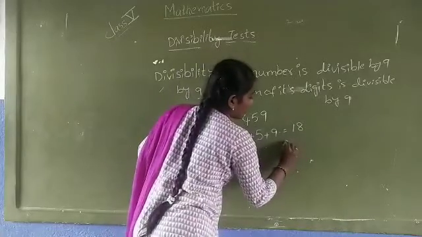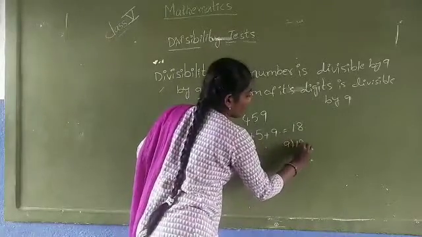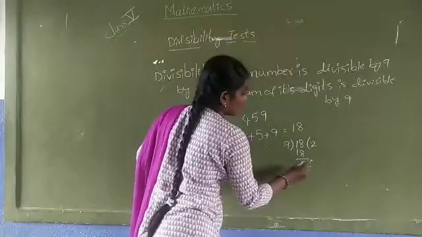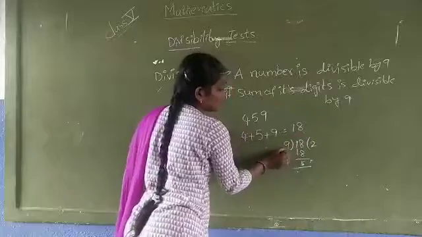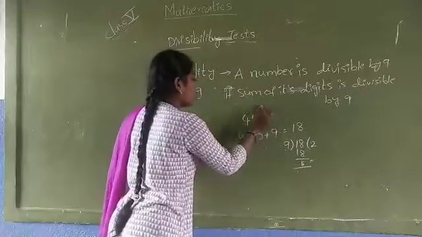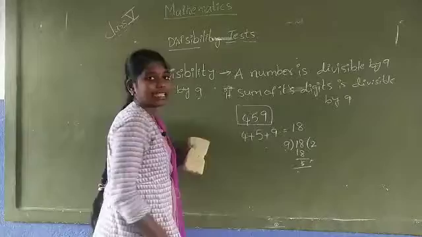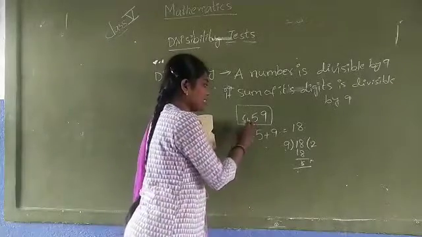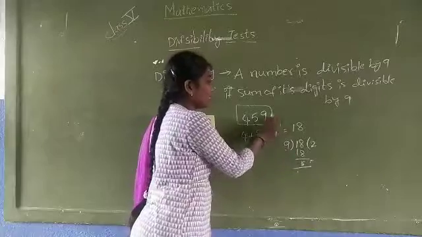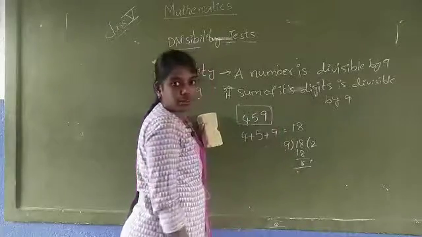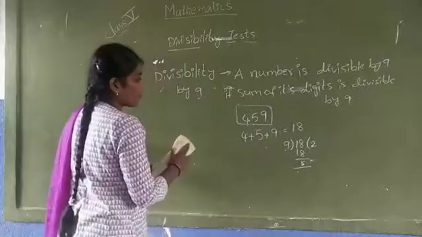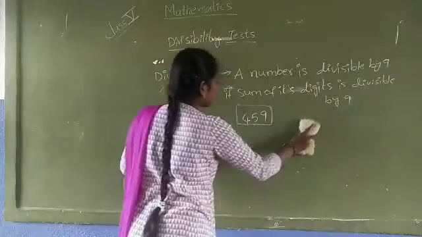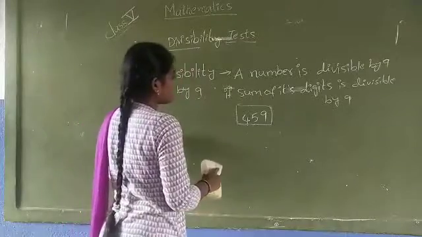18. 9 twos are 18, the remainder is 0. So 18 is divisible by 9. Then this whole number 459 is also divisible by 9 because the sum of its digits is divisible by 9. This is the divisibility test of 9.